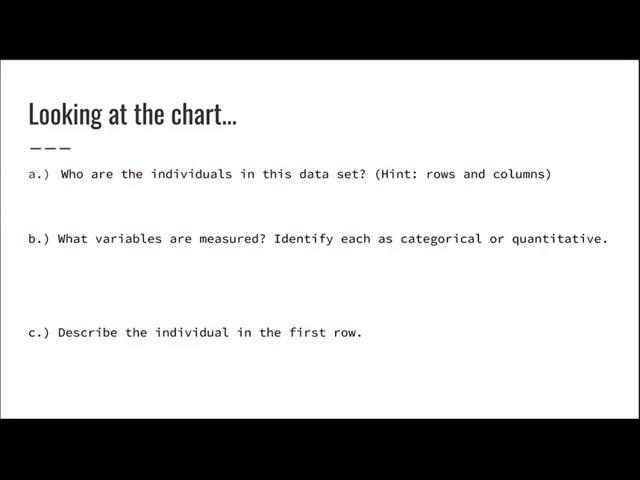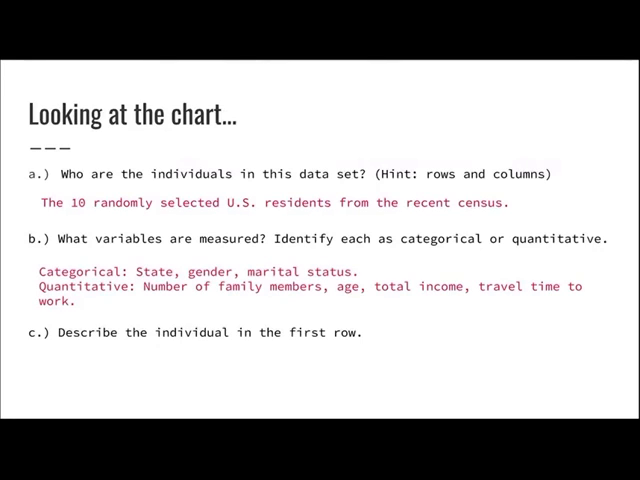So looking at this chart, who are the individuals in this data set? What's going on in our rows and columns? All right, so we have our 10 randomly selected U.S. residents. What variables are being measured? So in these variables, which ones are categorical and which ones are quantitative? Our categorical are state, gender, marital status. Remember, those were all words. Quantitative, we have the number of family members, age, total income, and travel time to work. Those were all numbers. Those could be measured.